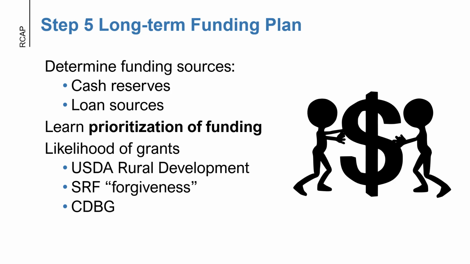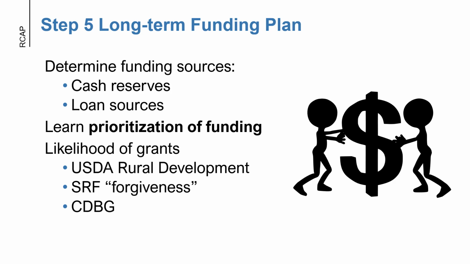So typically it works by, they start with scoring and ranking systems. Most funders will use a scoring system to evaluate applications based on specific criteria, such as risk to public health, regulatory compliance, affordability and disadvantaged status, readiness to proceed, or regional or environmental impact.